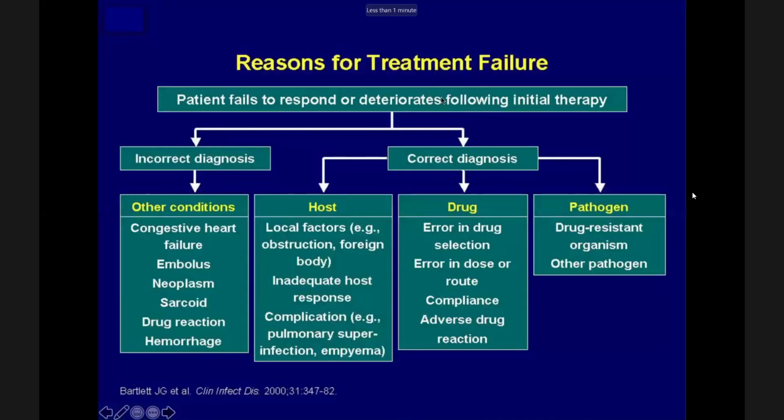So then the reasons for treatment failure. Mainly it is incorrect diagnosis and correct diagnosis. If incorrect, then you have to think about congestive heart failure, embolus, neoplasm, sarcoid. Okay, so all these are the other things that you have to consider.